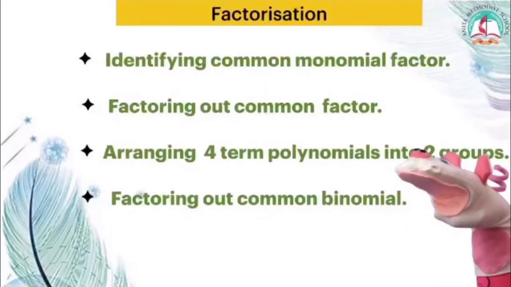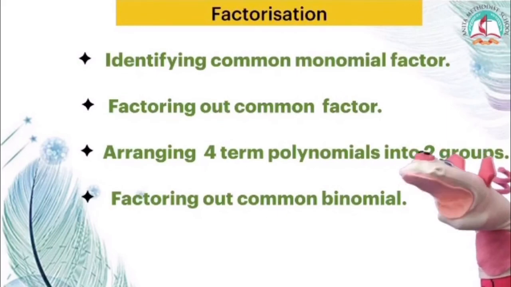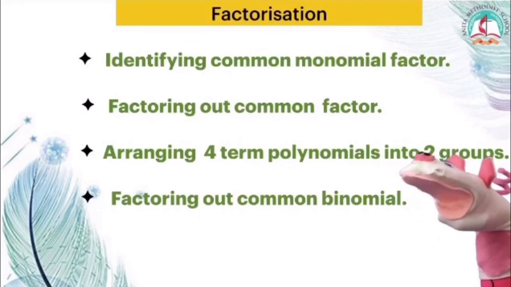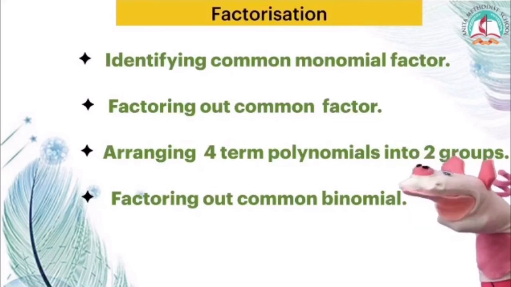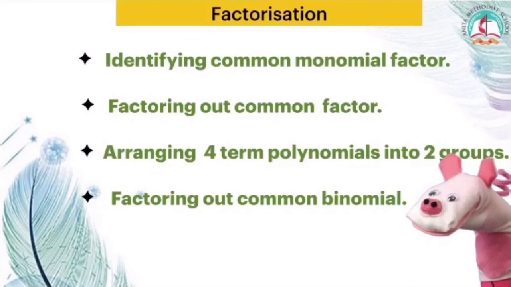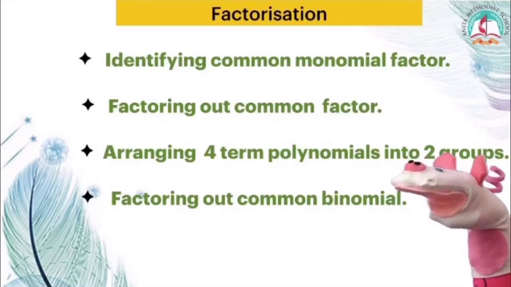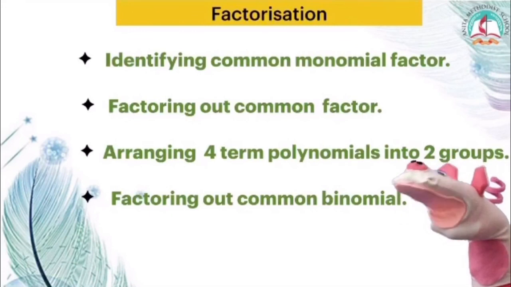Hi friends! Shall we recap what we learned today? We learned factorisation. What is the first step? Identifying the common monomial factor. And next, factoring out the common factor. And the other method, arranging 4-term polynomials into 2 groups. And next, factoring out the common binomial.